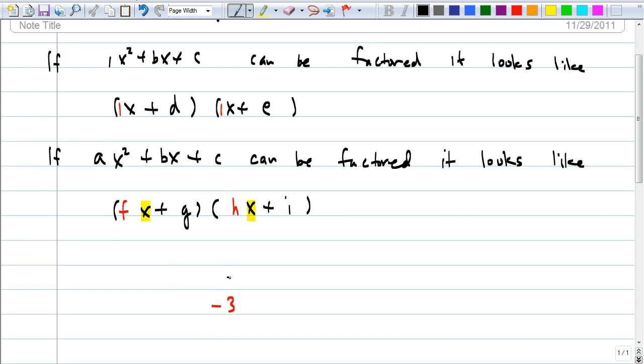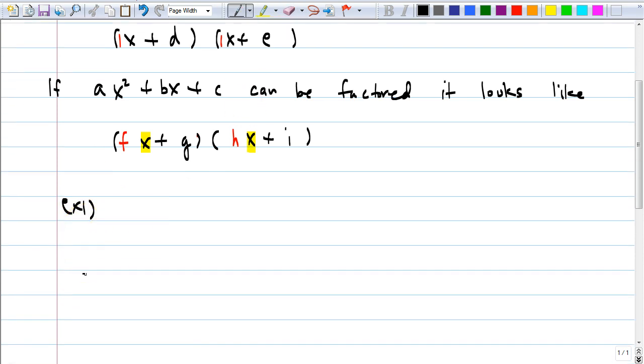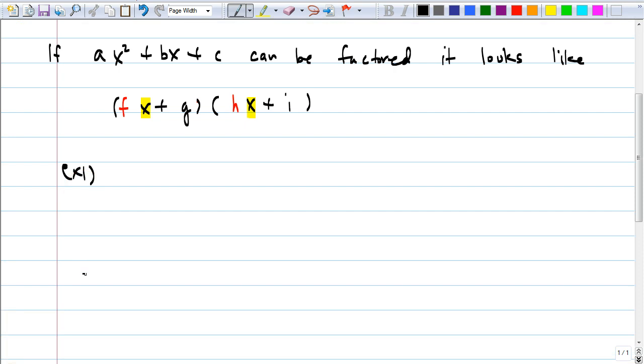Okay, so let's take example 1. Let me erase that. Oops. Okay, so example 1. How about we start off with something straightforward: 2x squared plus 13x minus 24. Okay. Let's say that I have this. So now look, my coefficient isn't 1 anymore.